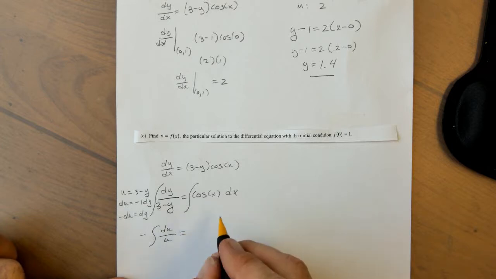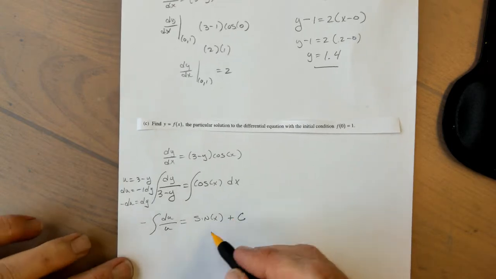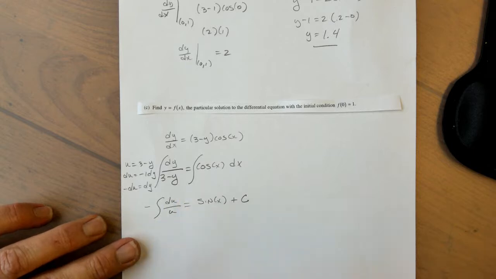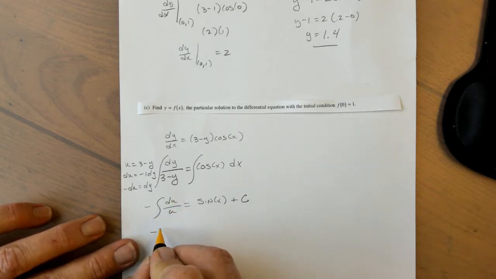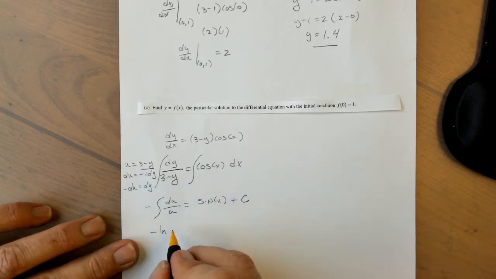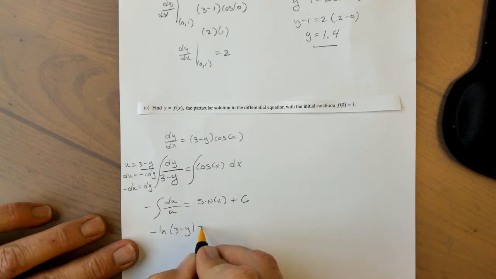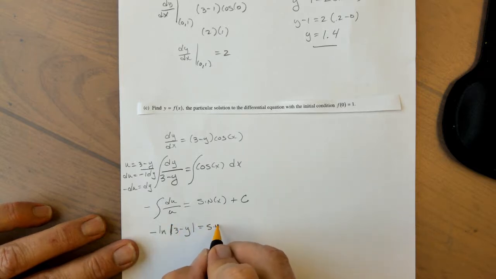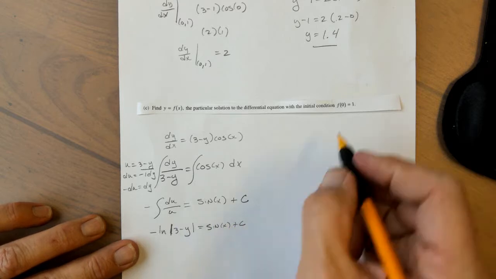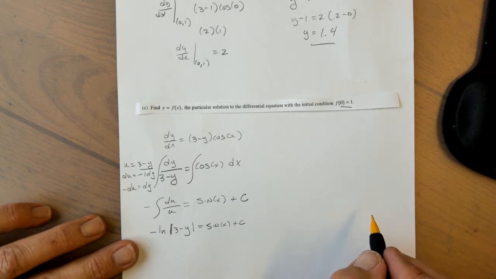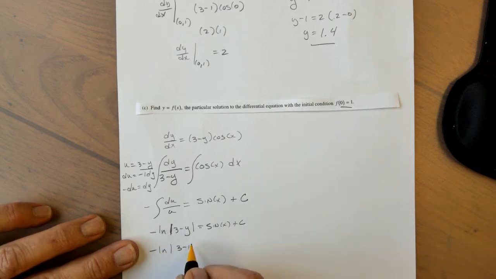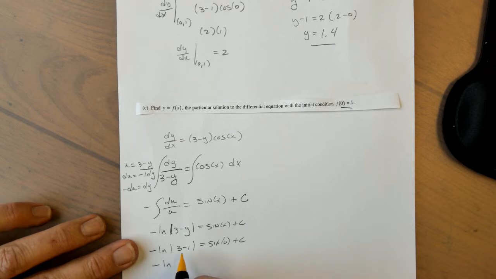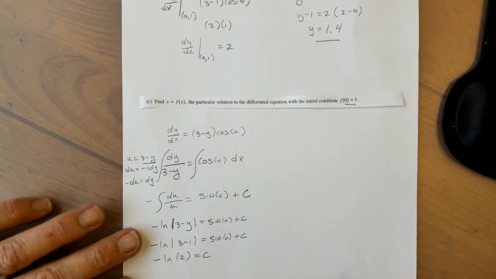So now using our u substitution, dy is negative du. 3 minus y is u. And here on the right side, the antiderivative of cosine is sine x, and then plus C, right? Because we know the derivative of sine is cosine. The antiderivative here on the left of du over u is the natural log of u. There's our minus, but we do have to substitute back in for our u, to be absolute value. And now to solve for C, we go back and use our initial condition of (0, 1). So I'm going to substitute 1 for y, 0 for x. So we get minus the natural log of 2. We don't need absolute value there. Sine of 0 is 0, so C is negative natural log of 2.